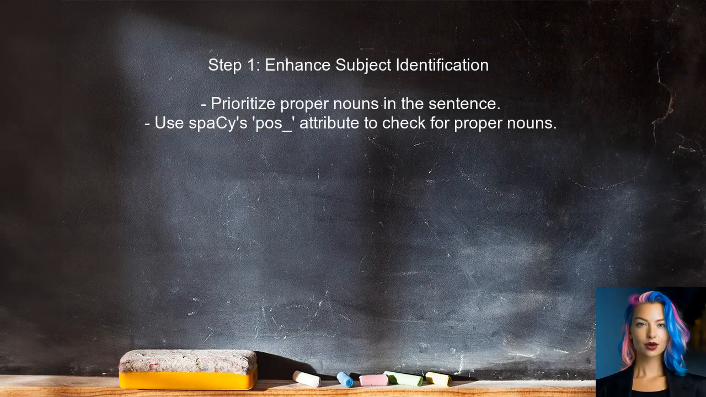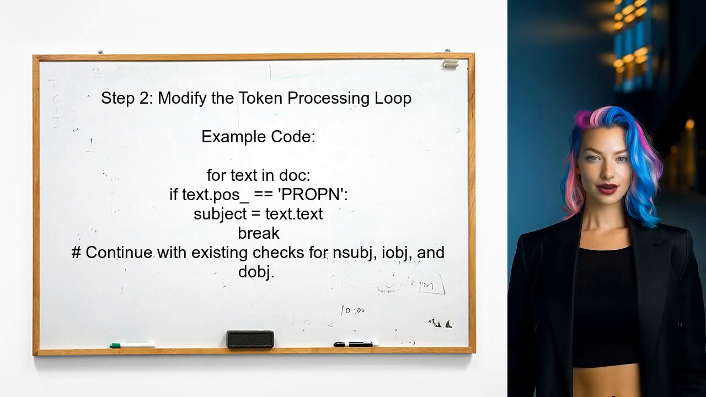To improve the user's function, we will first focus on correctly identifying the subject of the sentence. Instead of relying solely on dependency parsing, we can enhance the logic to prioritize proper nouns. Next, the user should modify the loop that processes each token. We will add a condition to check if the token is a proper noun before checking for other dependencies.